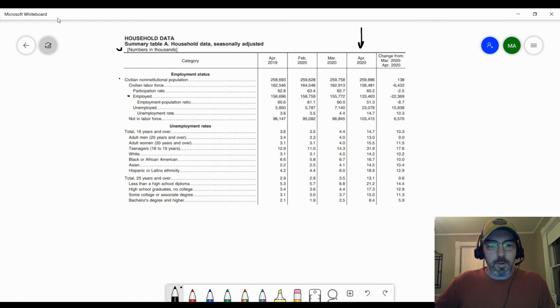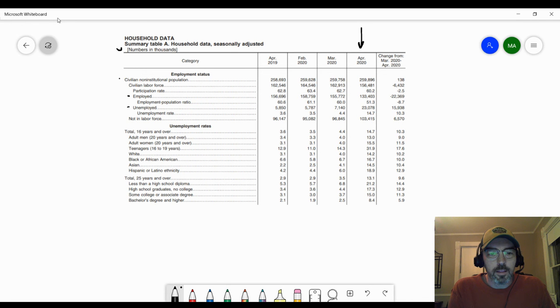Down here we have the number of people who are unemployed. 23 million people unemployed, 23 million. Compare that to the month prior, only 7 million. Unemployment 2 months ago was only 5.7 million. And a year ago, it was 5.8 million. So 5.8 million people were unemployed a year ago. Now 23 million people are unemployed. That is the most dramatic increase in unemployment in the history of this country.